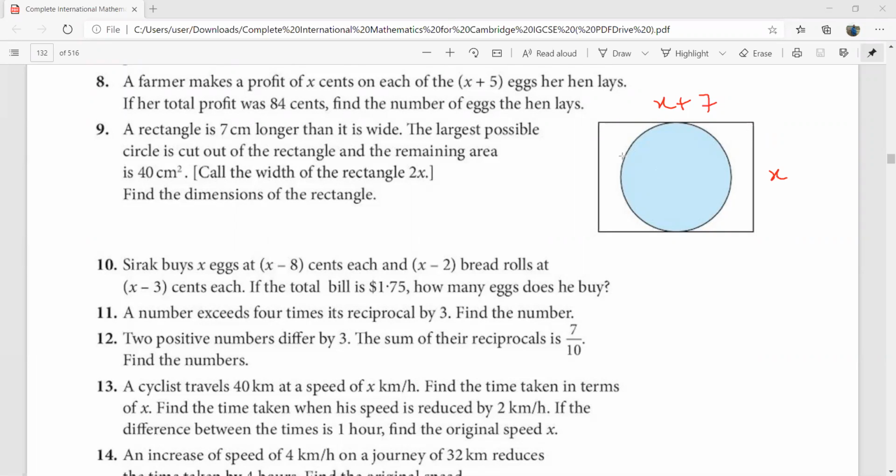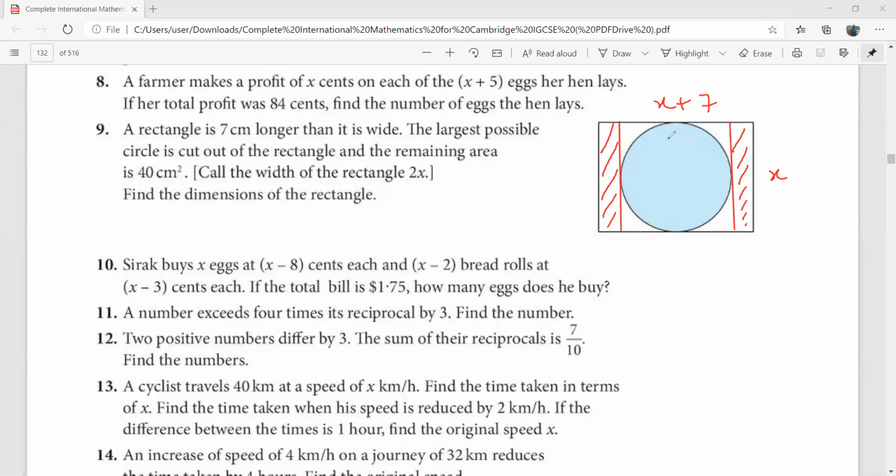Okay. And now you must be knowing about the areas of the circle and the rectangle. Do you know that? Yes, guys. You know that or no? Yes, sir. So we just need those formulas for this, okay? Okay, so this is the largest circle that we're going to cut out, and this one would be left out, okay, like this. It says the largest possible circle is cut out of the rectangle, and the remaining area is 40. So that means the shaded part is 40.